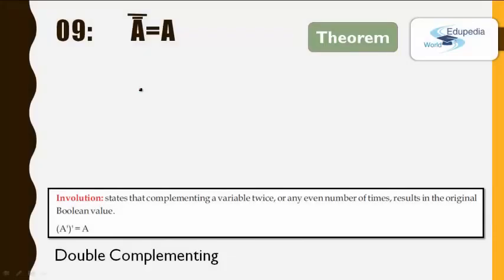Now here is our 9th law, A double bar equals A. We call this involution law, or else we can say double complementing law. It states that complementing a variable twice or any even number of times results in the original Boolean value. Can you draw the logic circuit and the truth table for this? Let's try to do that.